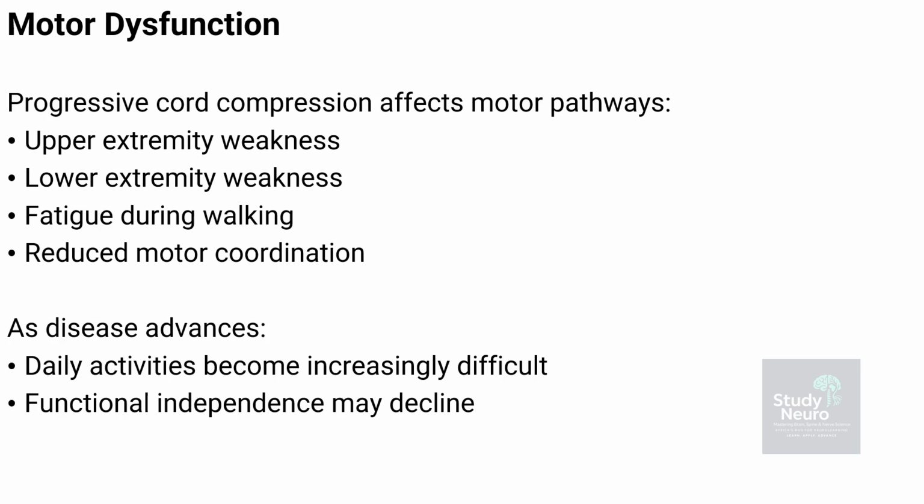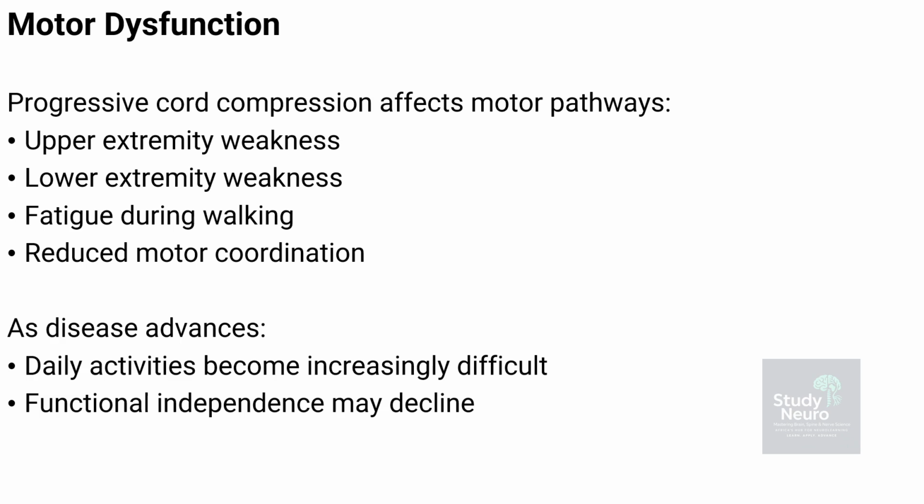Motor dysfunction in degenerative cervical myelopathy develops as progressive compression of the spinal cord disrupts the descending motor pathways that control both upper and lower limb movement. This is a central process. Patients may present with weakness in the arms and legs, along with reduced coordination and early fatigue during walking, which together reflect impaired signal transmission rather than isolated muscle disease.